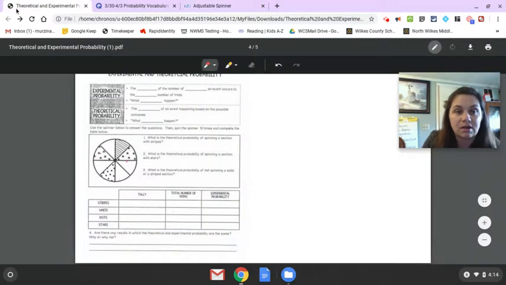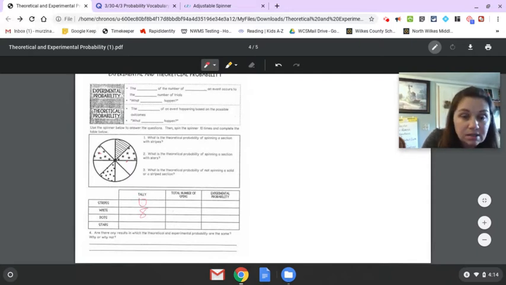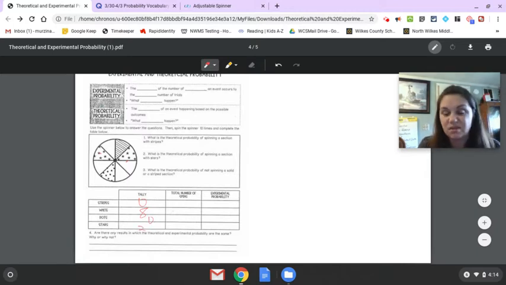Let's go back over here now. I'll write that in there. So for here, our tally marks go 0 and 8 and 0 and 2. Sorry, it doesn't fit in there really well. And we had a total number of 10 spins, so we can just write 10 all the way down through here.